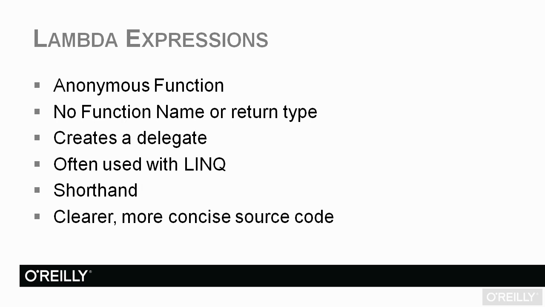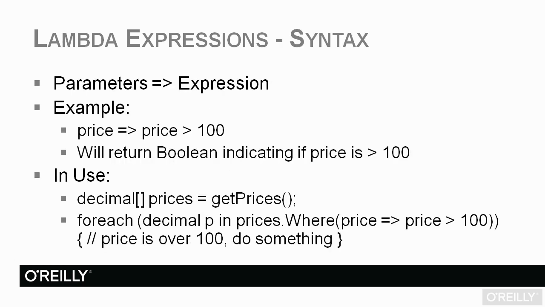It basically gives you a shorthand way of making an expression for the query, and that allows your code to be a bit clearer and more concise, as long as you understand what a lambda expression is. The format's really simple. You have parameters on the left side and an expression on the right side of an arrow operator. For example, we have our price parameter on the left side of an arrow operator, and the expression is price greater than 100. So this is going to return a Boolean indicating whether our price is greater than 100.